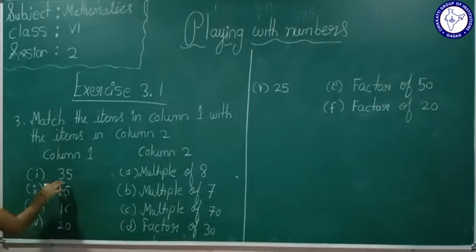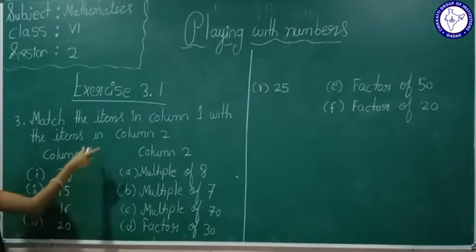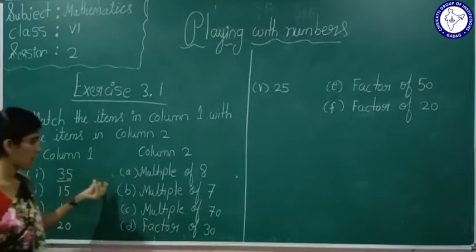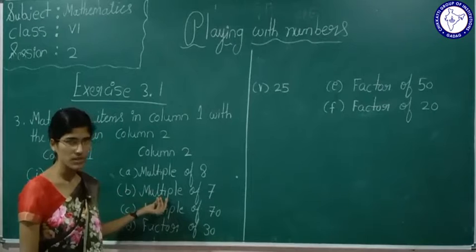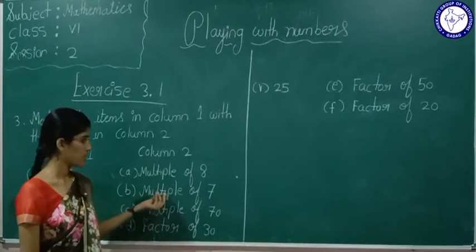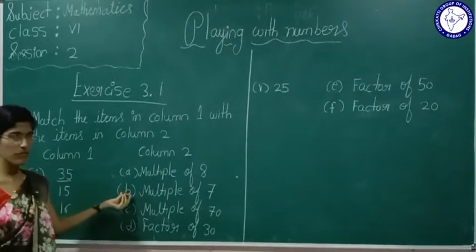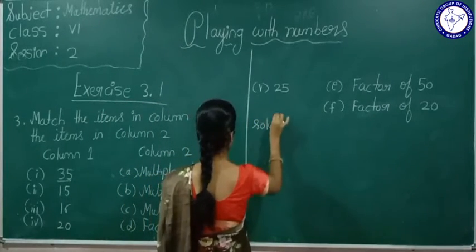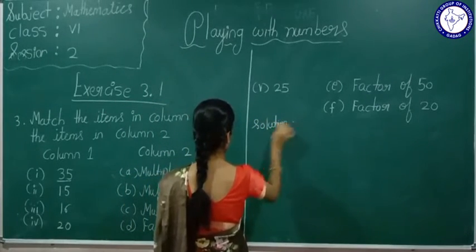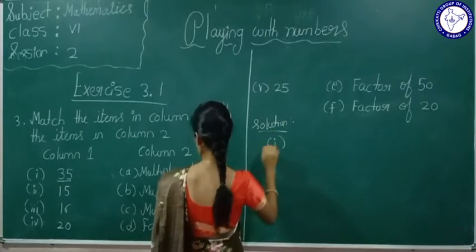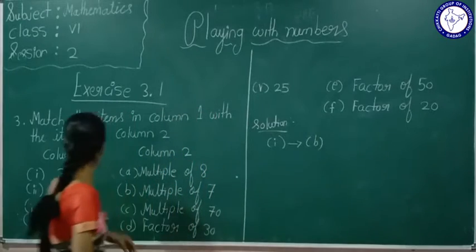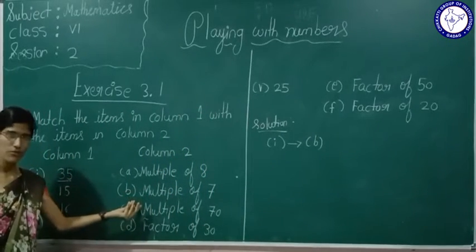Now see here 35. So what is 35, this is the number, right? Now we have to match this in column 2. Okay, 35 is a multiple of 7. Yes or no? 35 is a multiple of 7. Yes, see here, solution. First answer is what? B.